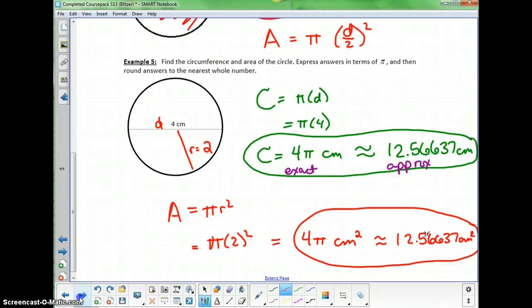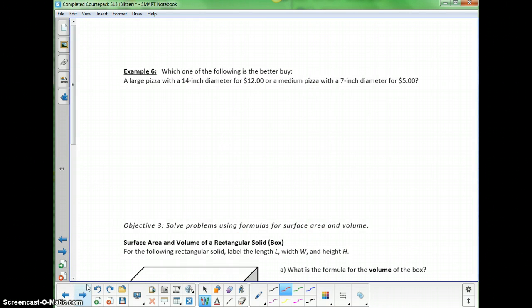Let's go to the next page. Example 6, which is a better buy, a large 14-inch pizza for $12 or a medium pizza 7-inch for $5. Okay, so if I think about pizza, pizza's full all the way through. I'm getting the whole thing, so I need area. So let's think about that large pizza. How much area does it have?